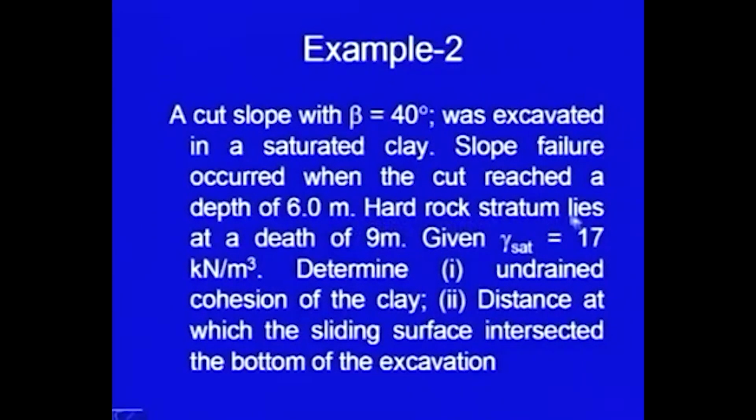Hard rock stratum lies at a depth of 9 meter. Now, this is given here, the firm base is available at a depth of 9 meter. Given gamma saturated is 17, determine the undrained cohesion of the clay. Now, here it is the property which we are trying to determine using the back analysis. Secondly, the distance at which the sliding surface intersected the bottom of the excavation.